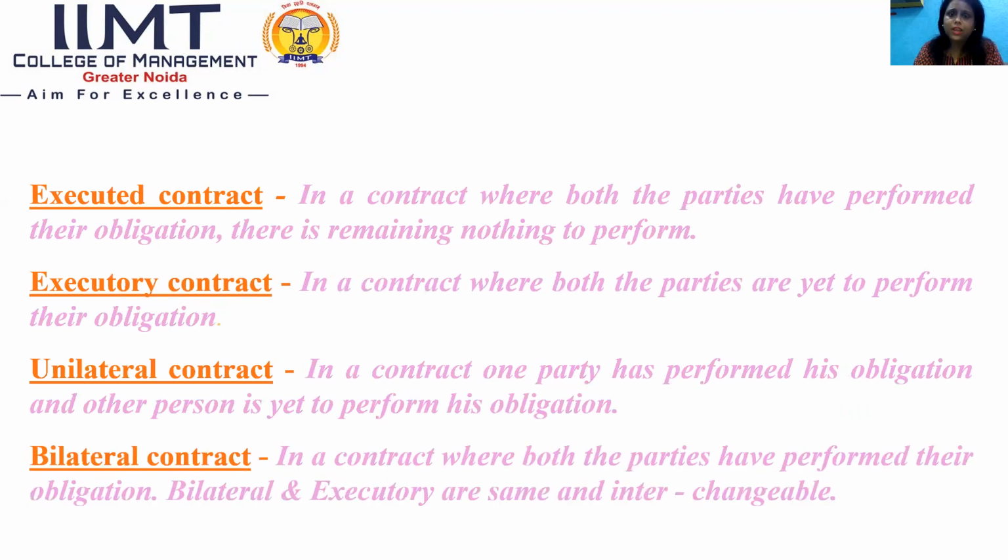In a contract where both the parties have performed their obligation, there is nothing remaining to perform. A contract where both the parties are yet to perform their obligation is called an executory contract. A contract where one party has performed his obligation and the other person is yet to perform his obligation is called a unilateral contract. In a contract where both the parties have performed their obligation, bilateral and executory are the same and are interchangeable.